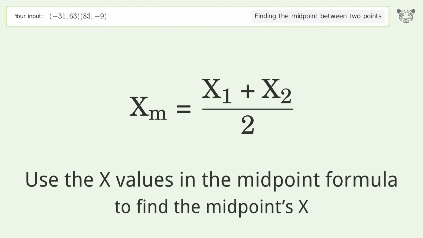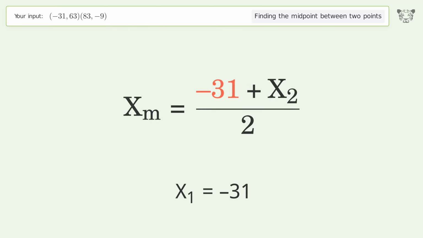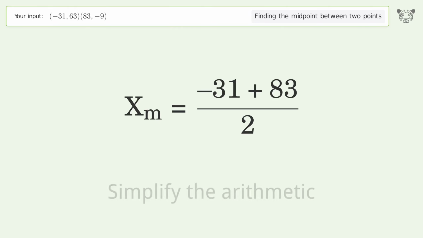Use the x values in the midpoint formula to find the midpoint's x. x1 equals -31. x2 equals 83. Simplify the arithmetic.